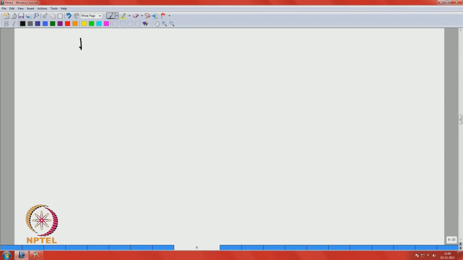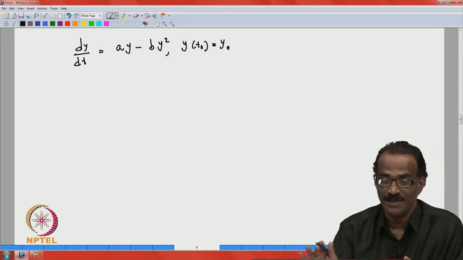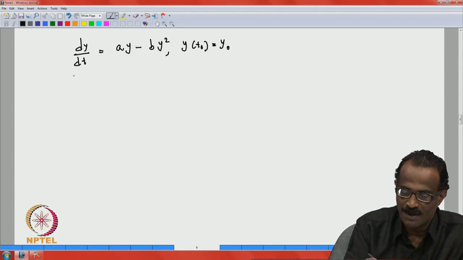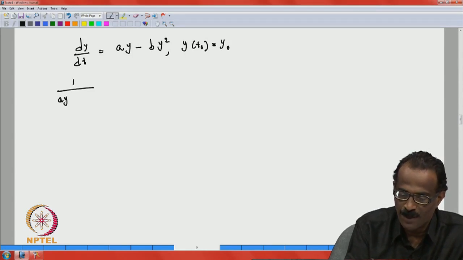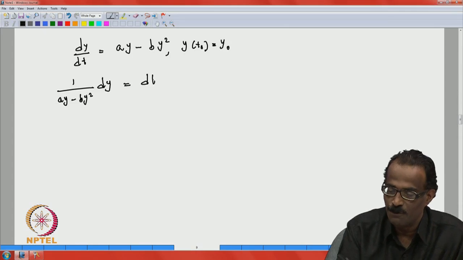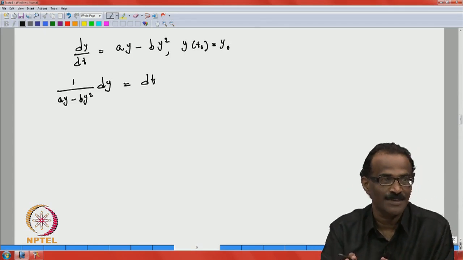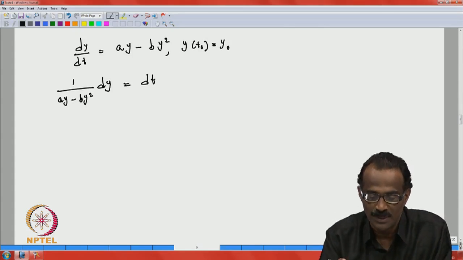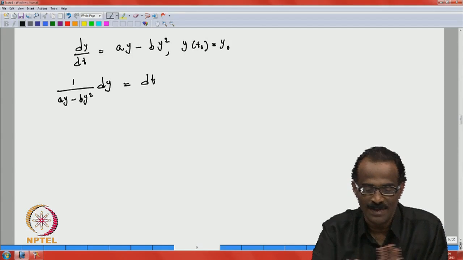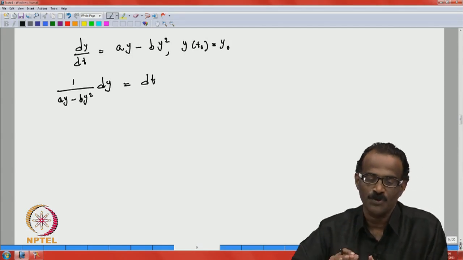So you have the problem dy by dt equal to A of y minus B of y square, y at t naught is equal to y naught. Initially let us go a little more slowly. All of you know this, you can use my change of variable concept, or you can do the same thing, you can write down dt equal to 1 over A of y minus B of y square dy. This is formal, but I can still write it formally. If you do not like it, you have to see this with a pinch of salt. Whenever I say that, there is an integration formula. You can divide by dy by dt equal to 1 and do the same procedure.